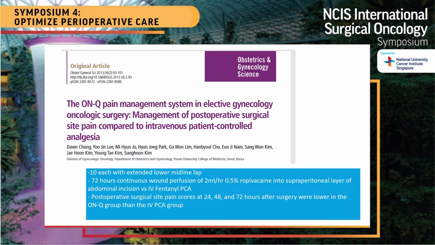The next paper is also a Korean paper by Don Chong et al., comparing continuous wound infusions versus PCA fentanyl. It sounds similar to the previous study, except that the continuous wound infiltration arm does not have PCA fentanyl. Numbers are even smaller in each group. They use 10, and post-op pain scores were found to be lower in the continuous wound infusion group.